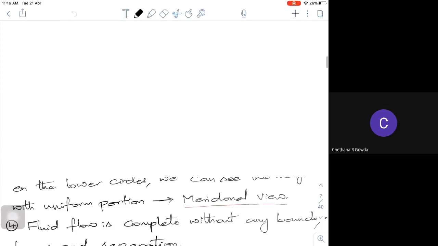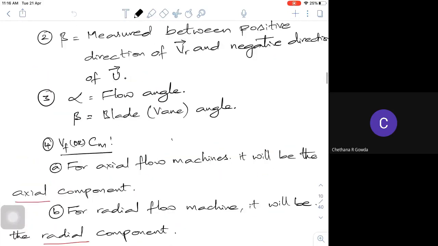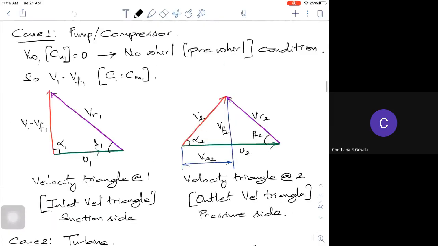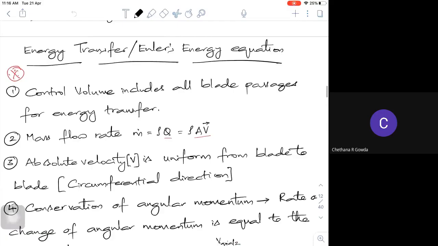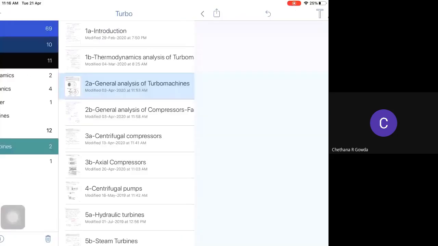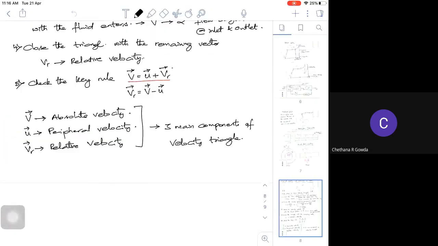I want to draw it again, so again I will show that. There. I want to copy it. Okay.